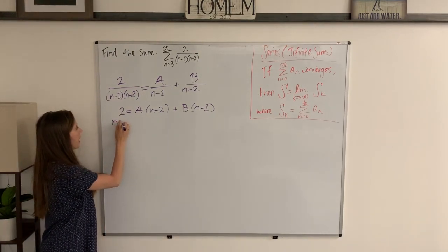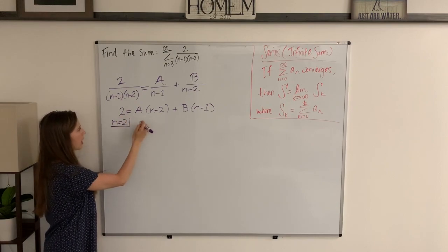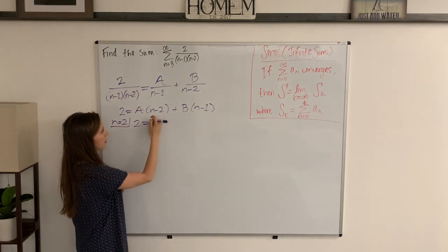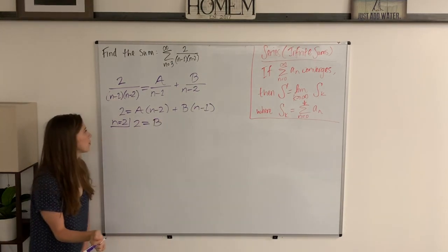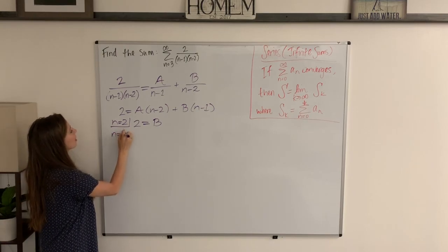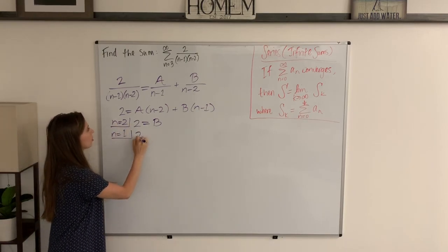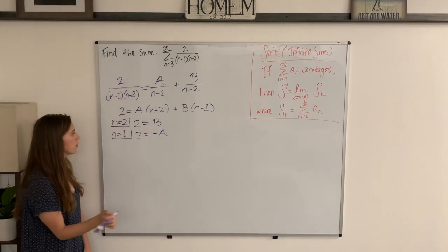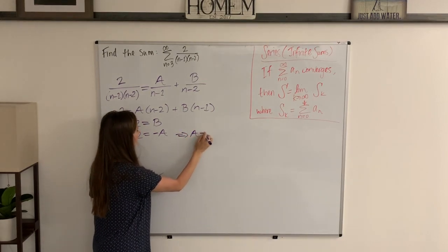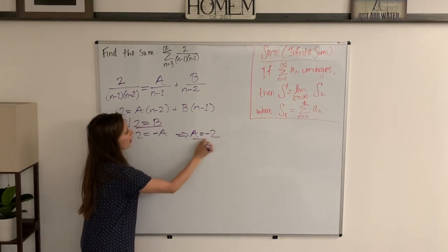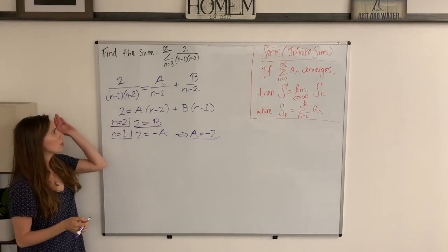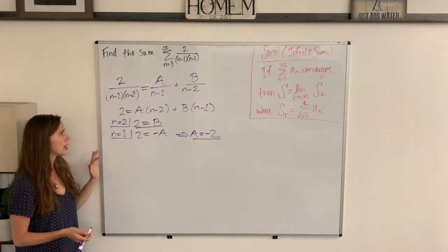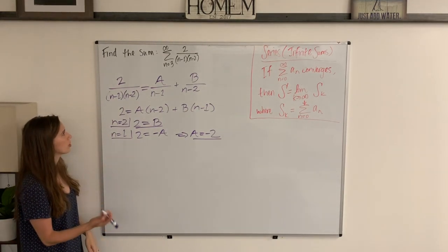So first let's pick n equals 2. If we do that, we get 2 equals, this is going to go to 0, and so we get 2 equals b. Well, that was nice. If we pick n equals 1, we get 2 equals negative a, and then that goes to 0, and so this implies that a is equal to negative 2. So we have our a and b values, and now we can rewrite this sum as an addition of two separate fractions, and that's going to help us be able to find the partial sums.